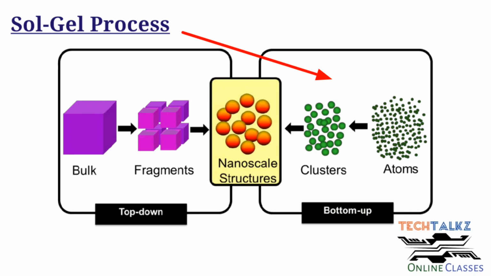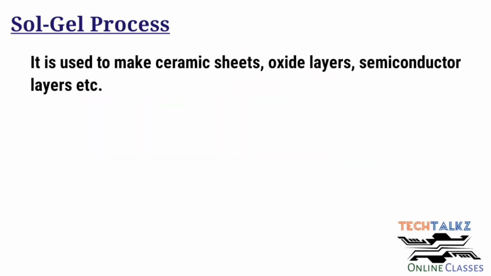And our sol-gel process is based on the bottom-up approach. It is a chemical solution process, and it is used to make ceramic sheets, oxide layers, and semiconducting materials, and they are in the form of thin films, fibers or powders.